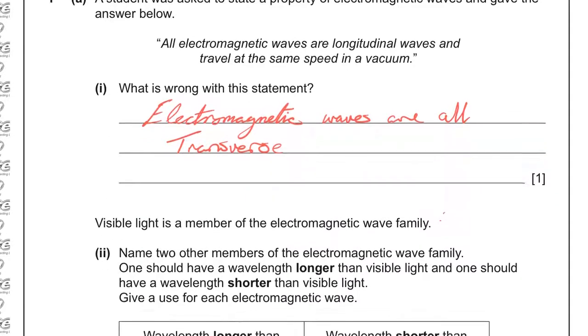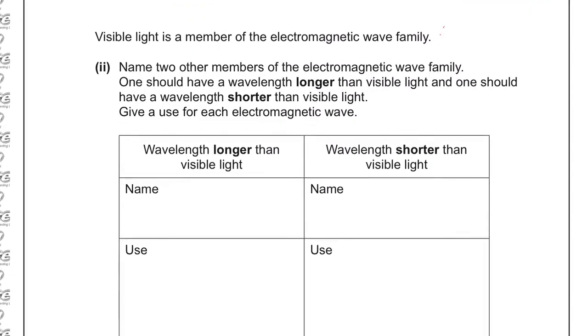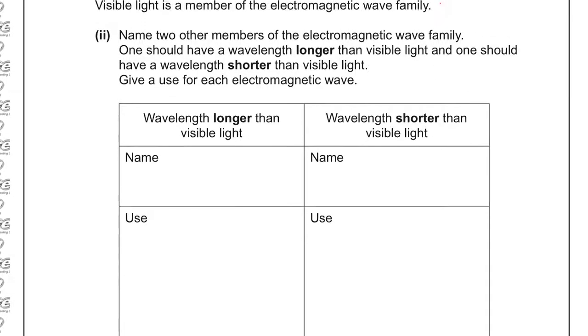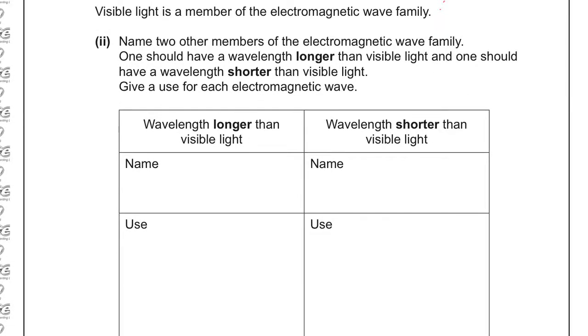Visible light is a member of the electromagnetic wave family. Name two other members of the electromagnetic wave family. One should have a wavelength longer than visible light and one a wavelength shorter than visible light. Give a use for each. So longer than visible, we could go with something like, say, microwave. And shorter than visible, we could go with something like ultraviolet.